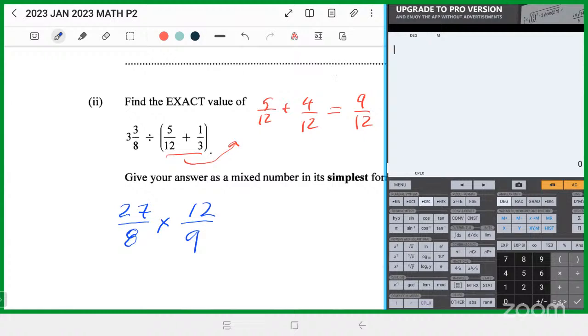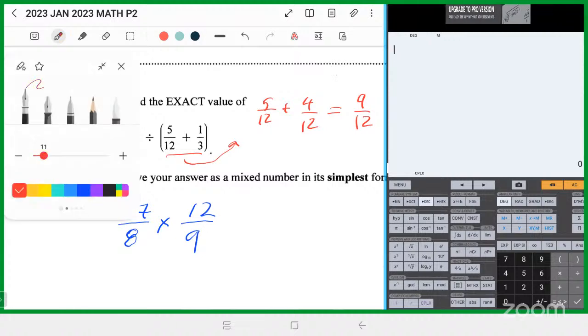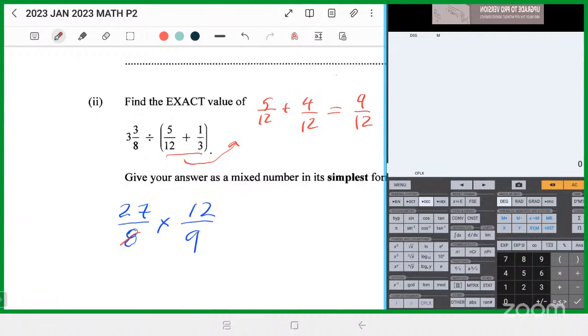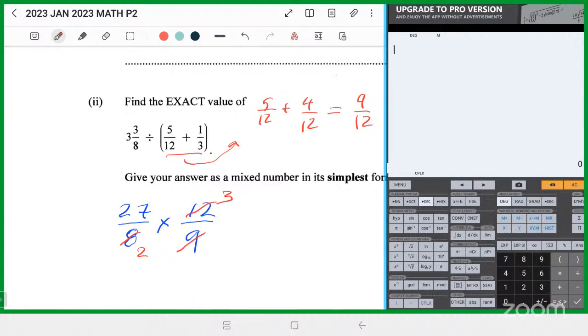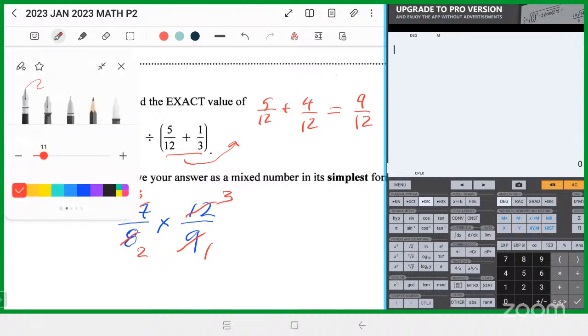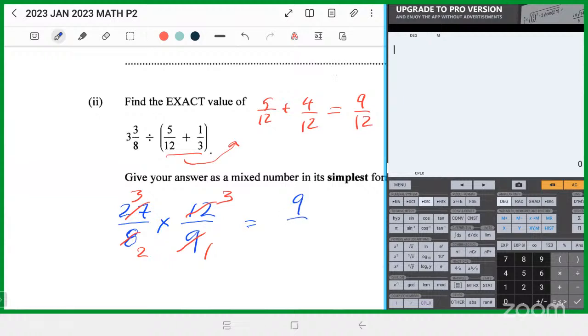I'm not going to put it in the calculator yet, but we can always put it in the calculator afterwards to make sure that we're correct. So let's just simplify now. 4 into this goes 2 times. 4 into this goes 3 times. Then 9 into this is 1 time, and 9 into this is 3 times. So the final result is 9 over 2.